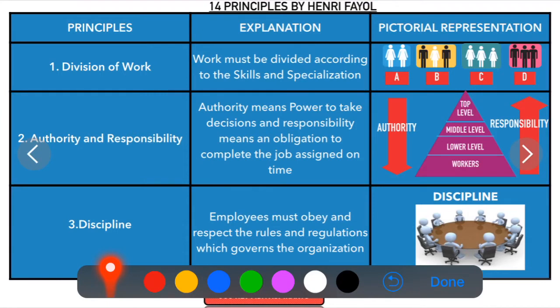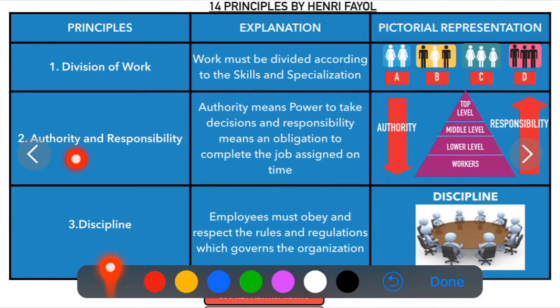Seventh one is the business quality, where the acquaintance of accounting principles is done. Coming to the 14 important principles given by Henri Fayol, which are applicable to most of the organizations even today. So first one is division of work, where the work must be divided according to the skills and specializations of the employees. For example, there are 4 groups, namely A, B, C, and D, which are different in skills and specializations. Some employees are good in financial skills, so they are put in the financial department. Some are good at marketing skills, so they are placed in the marketing department, etc.